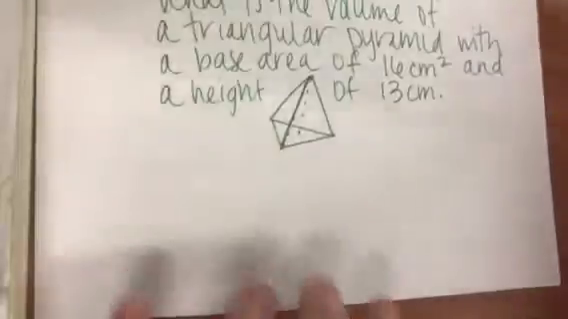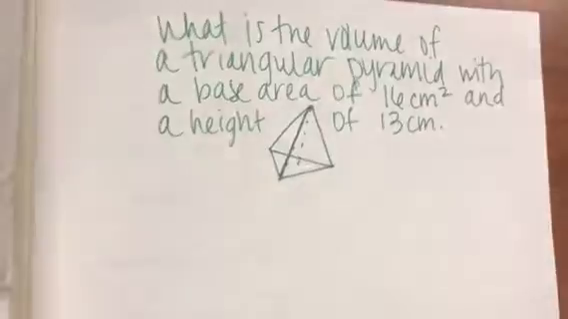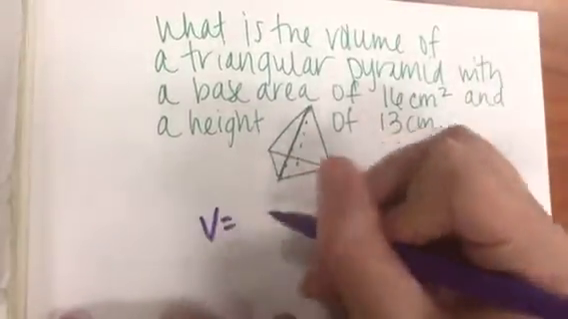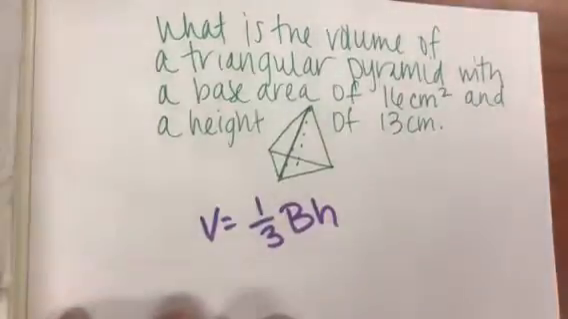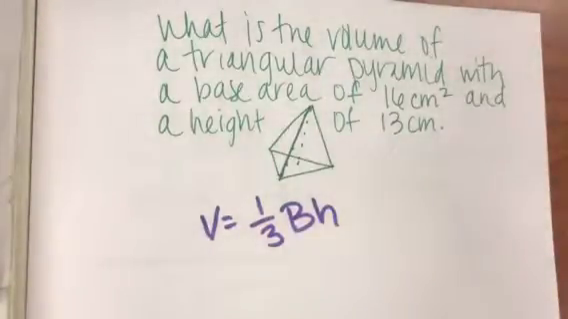Volume's super easy, guys. So what is the volume of a triangular pyramid with a base area of 16 centimeters squared and a height of 13 centimeters? Dude, did they do half our work for us? They did. That's amazing. So my formula was volume equals 1/3 big B times H. Do you remember what big B was? No? Let's see. What's big B stand for? Area of the base. He's so smart.